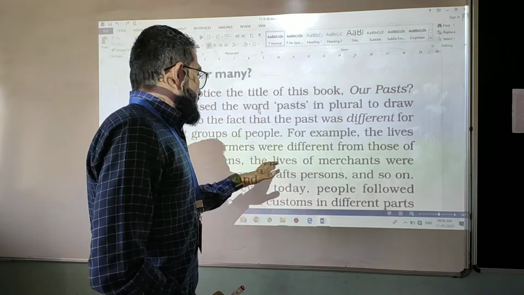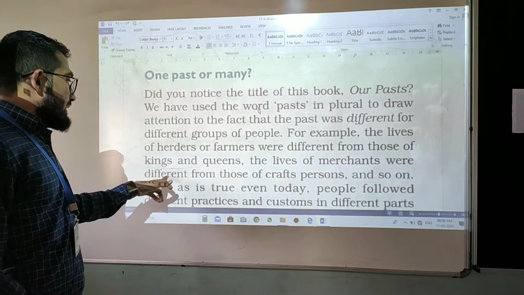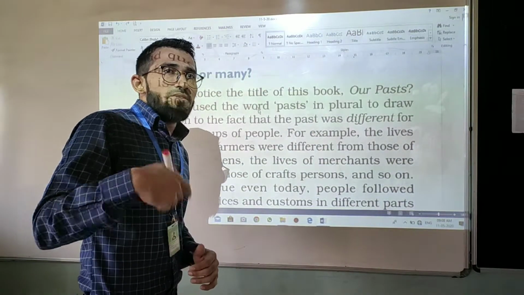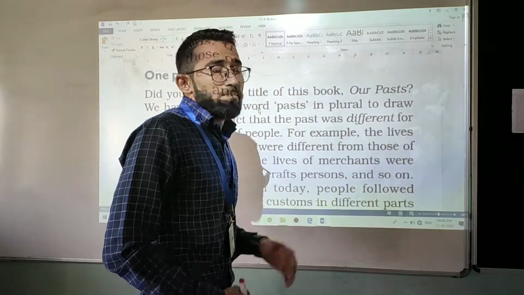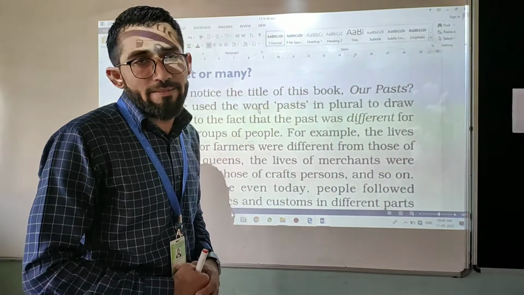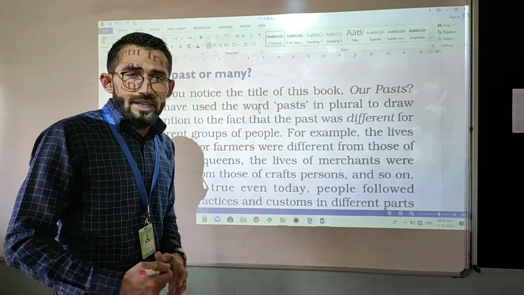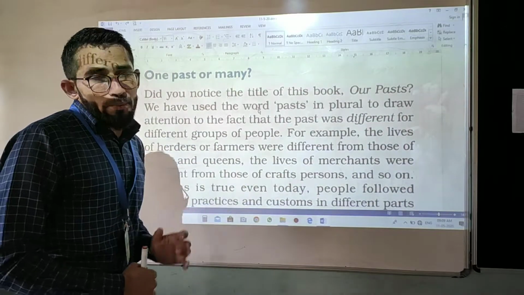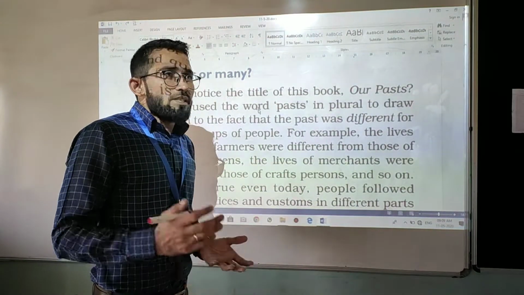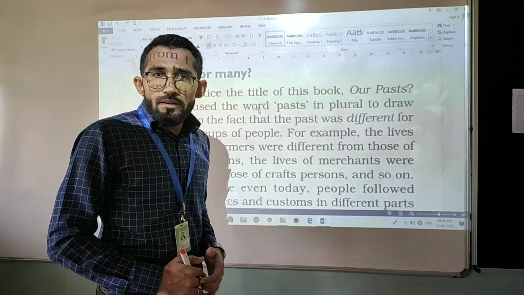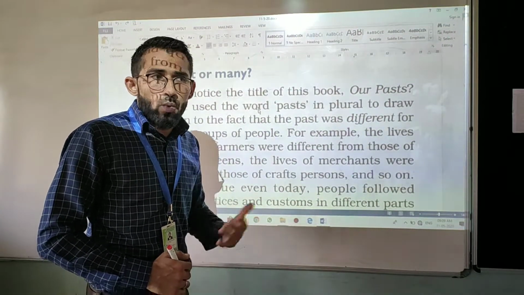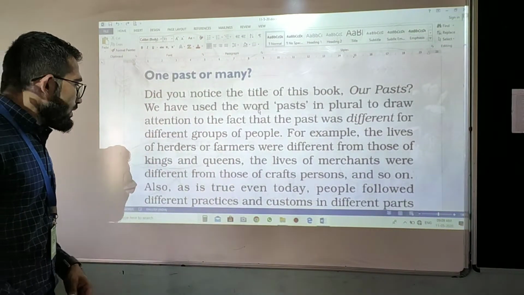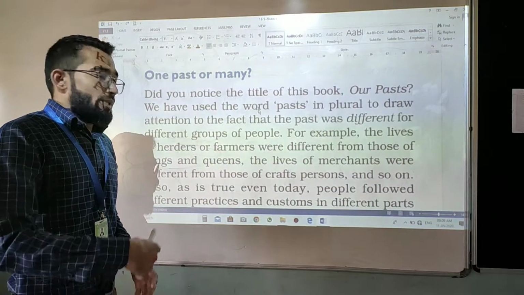As well as the life of merchants was also different from that of craftspersons. Merchants, as I have told in my previous video, means persons who are engaged in purchasing or selling of products as well as in production. And craftspersons generally include cobbler, blacksmith, goldsmith, weaver, tailor, etc. And these things are true even today.